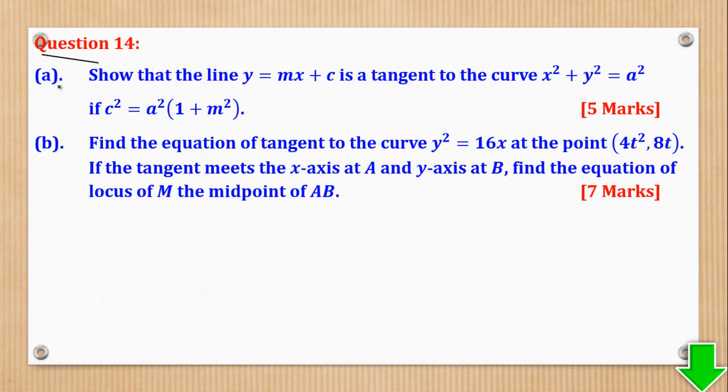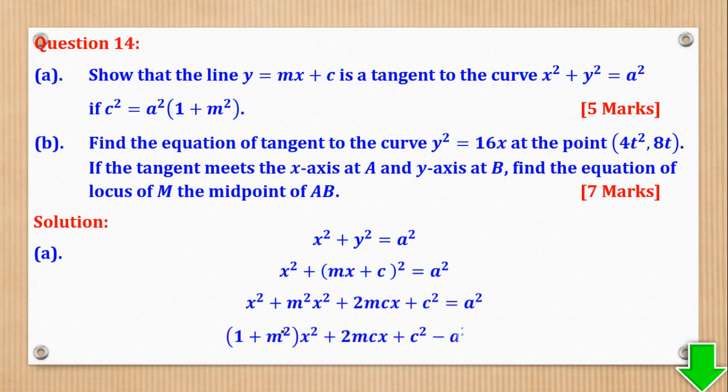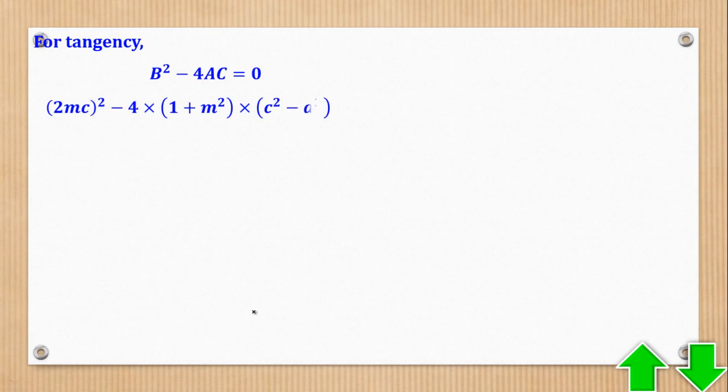Then question 14 says, part A, show that the line this is a tangent to the curve this if this is equal to that. So that's also still condition for tangency. So substitute for y, expand, and rearrange. Then from there you can remember the condition for tangency, that they are repeated roots. So substitute in the condition, expand.